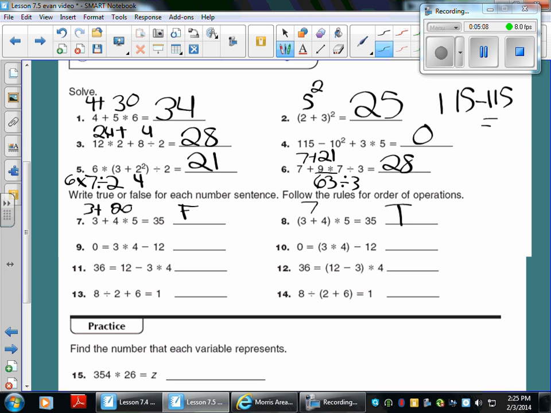For 9, we have 3 times 4. Multiplication comes first. 3 times 4 is 12. 12 minus 12 equals 0. Number 9 would be true as well.